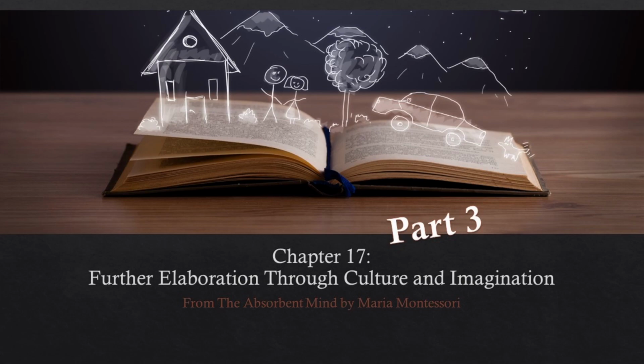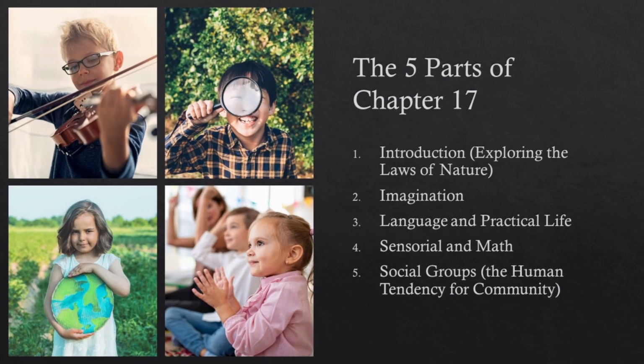Chapter 17 of The Absorbent Mind by Maria Montessori is called Further Elaboration Through Culture and Imagination. I've broken Chapter 17 down into 5 parts. We've already gone through the introduction, where we talked about exploring the laws of nature. Then we talked about imagination in the second video, which I absolutely love the topic of imagination and Montessori. So make sure to go back and take a look at that so you can have a better understanding about how Montessori viewed imagination. And today we're going to go over language and practical life.